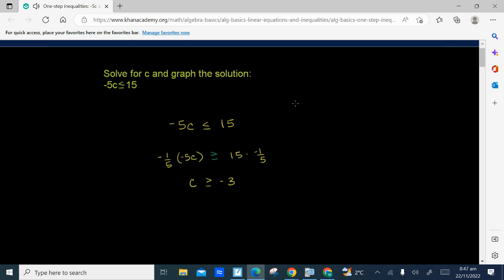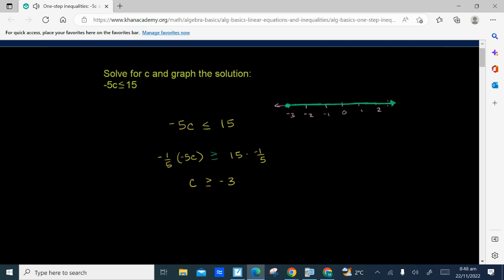And let's graph it. So that is my number line. Let's say that is 0, negative 1, negative 2, negative 3, and then I could go above 1, 2. And so c is greater than or equal to negative 3. So it can be equal to negative 3, so I'll fill that in right over there. Let me do it in a different color. And then it's greater than as well. So it's all of these values I am filling in green.